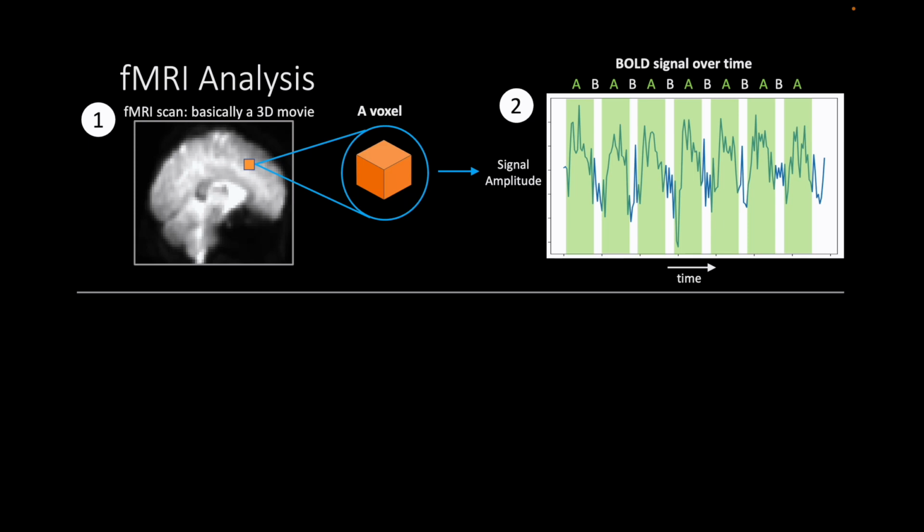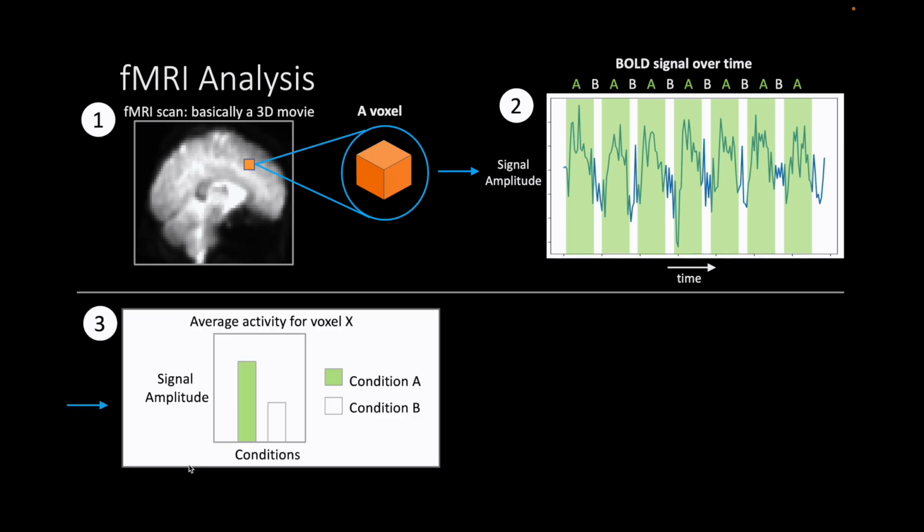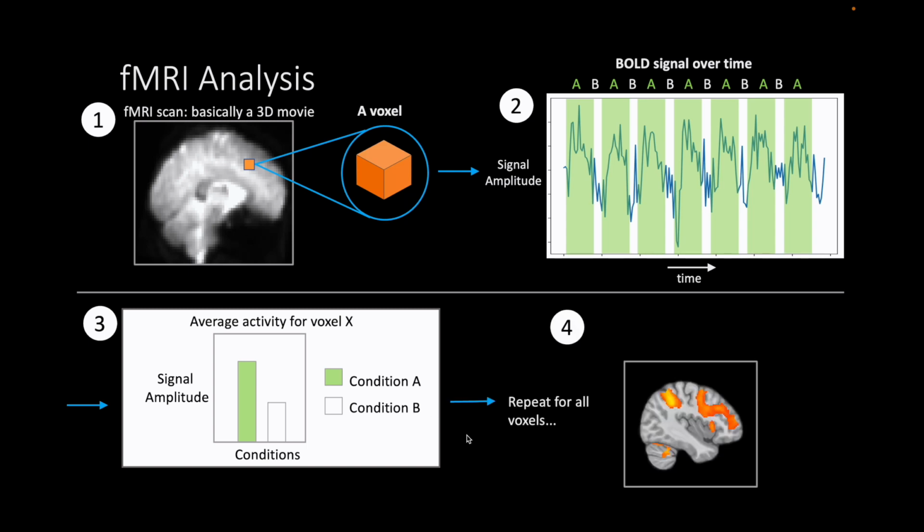If we average this pattern over time, we might get a bar graph like this, where we can see that this voxel shows higher signal amplitude for condition A compared to condition B. Then we can do this for all the voxels in the brain and create this map that shows which voxels, which areas in the brain, are more responsive to task A versus task B.